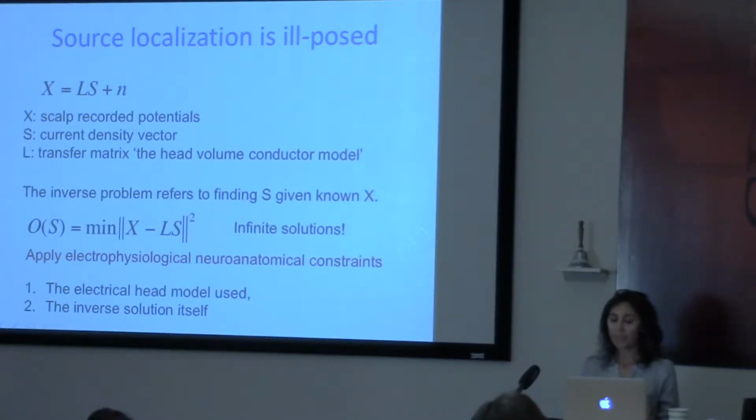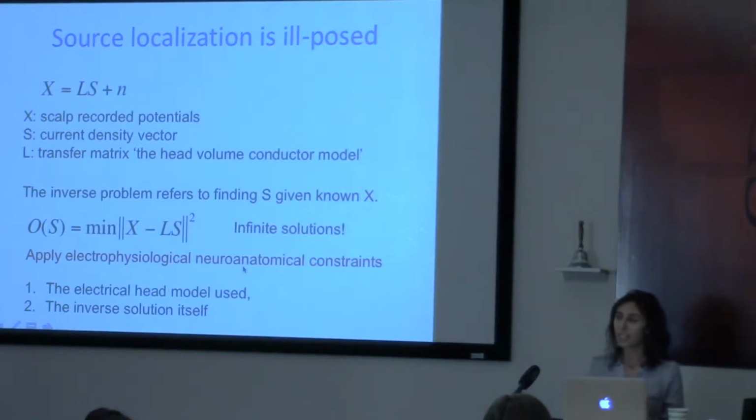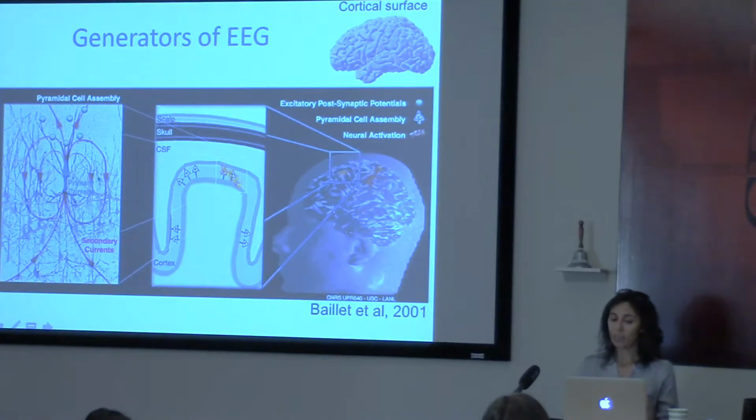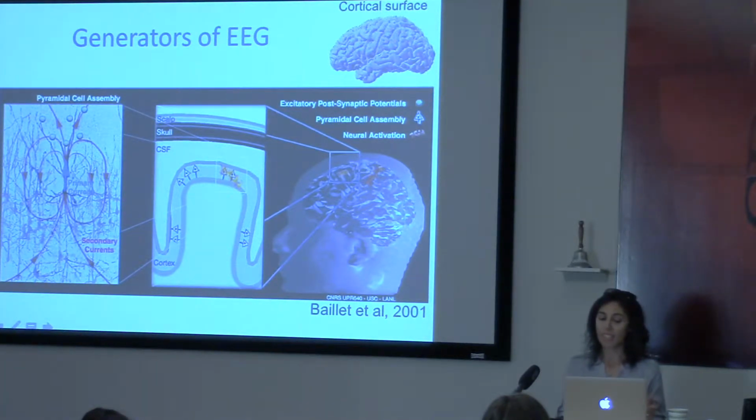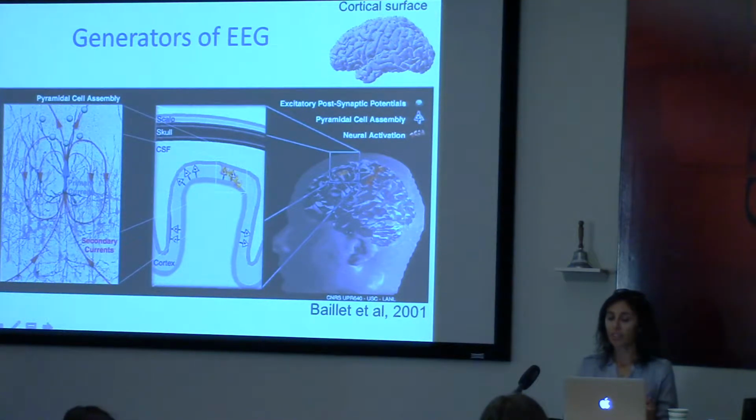So, but how do we apply the electrophysiological neuroanatomical constraints? To have some idea about this, we need to know what the generators of EEG are. The generators of EEG are synchronous neurons that are active in a patch of cortex that would generate the EEG field.